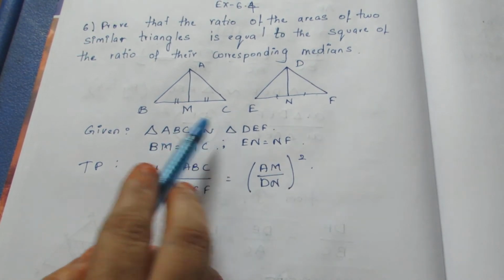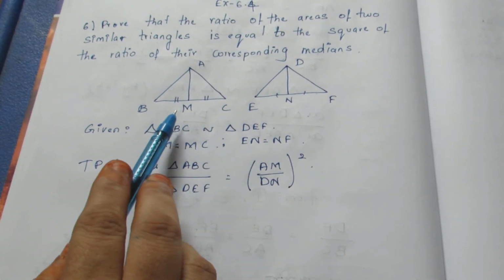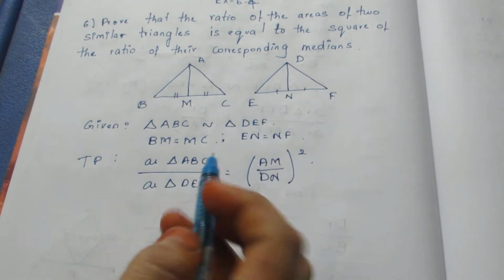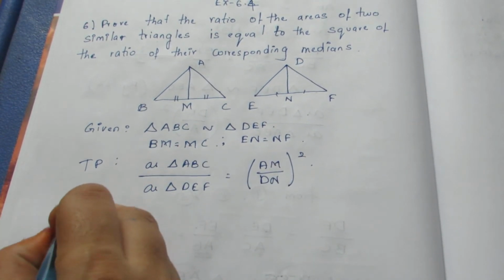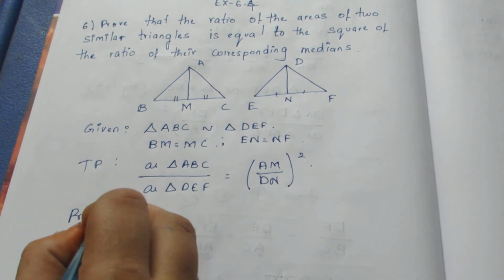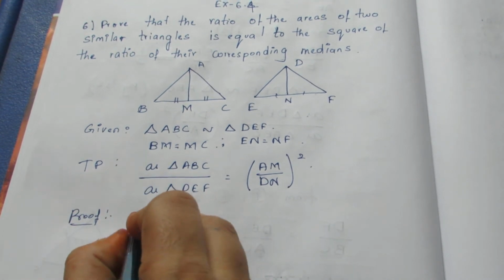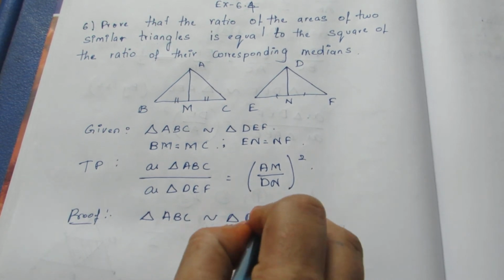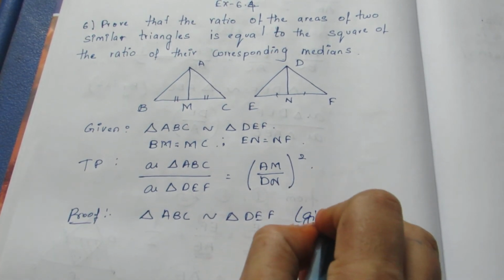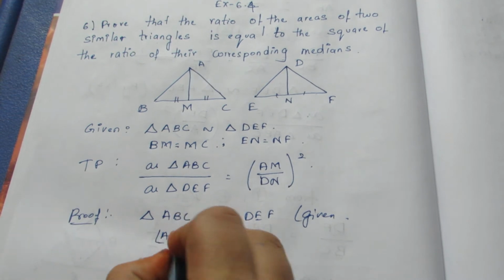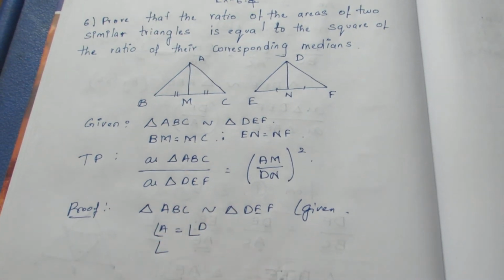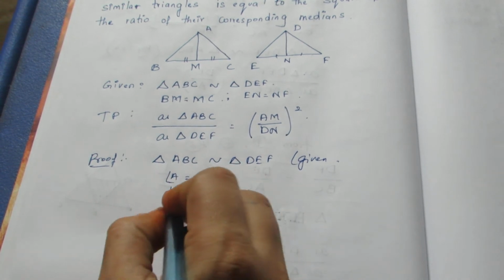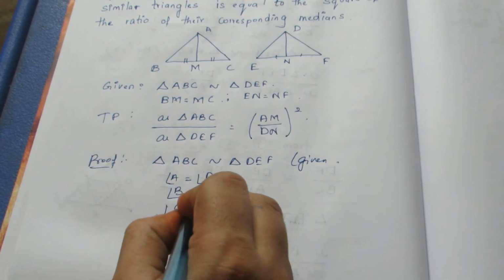Given is these two triangles are similar. So we know that all angles are equal, all sides are proportional. So according to the given, triangle ABC is similar to triangle DEF. This is given. So we know that angle A equal to angle D, angle B is equal to angle E, angle C is equal to angle F.